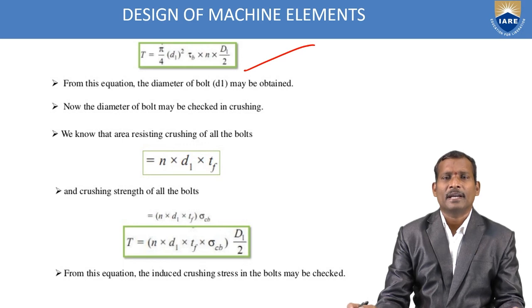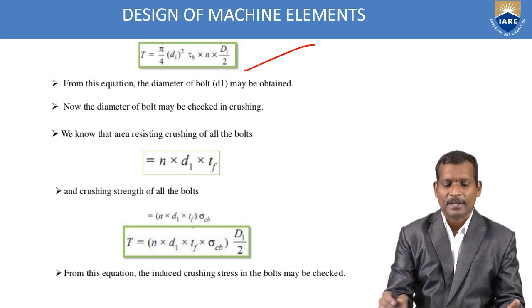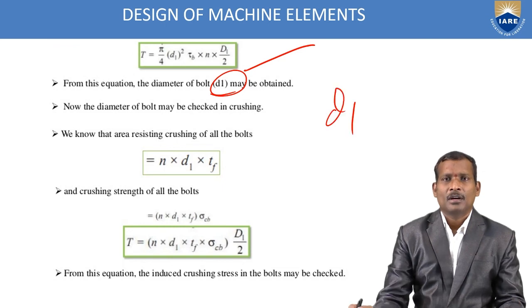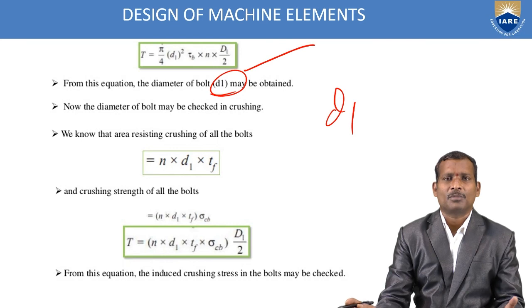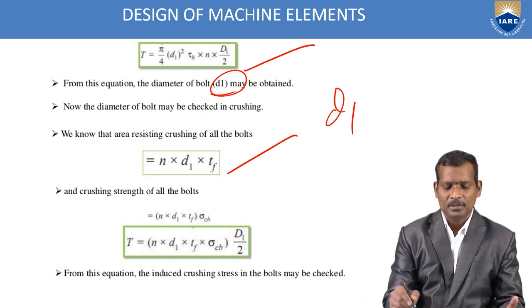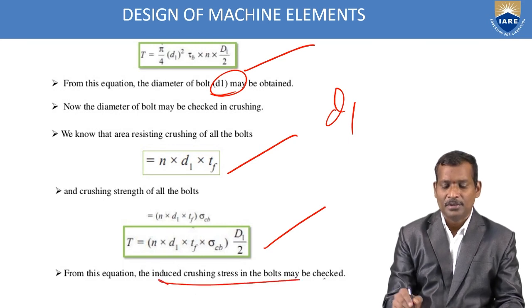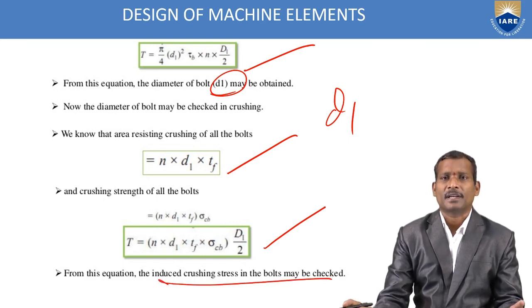From this equation, the diameter of the bolt may be determined. Here you can calculate the diameter of the bolt D1. Now, the diameter of the bolt may be checked in crushing, whether it is safe or not. Crushing strength of the bolt: we know that the area resisting crushing of all the bolts is n multiplied with D1 into tf. D1 is the diameter of the bolt, n is the number of bolts, and tf is the flange thickness. And here is shown the crushing strength of all the bolts. From this equation, the induced crushing stress in the bolts may be checked.